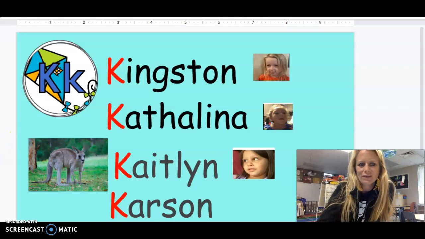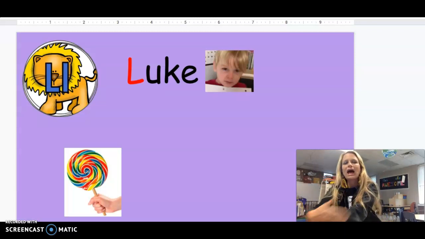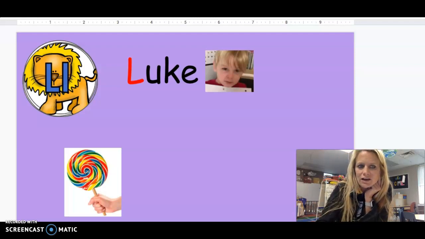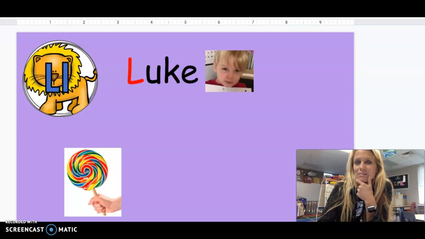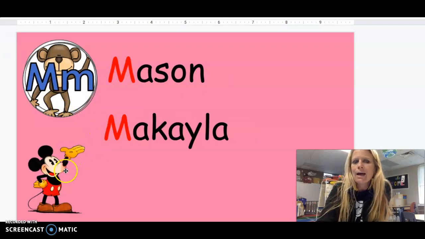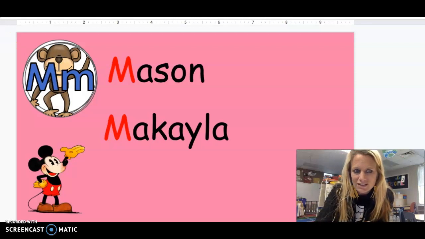Okay. Next is Luke. Lollipop and lion all have the same beginning sound. Luke, do you think you're going to be able to find something that begins with an L sound? Next is, we're going to go here. We have Mason, Michaela, and Mickey Mouse. Monkey. They all make the m sound. Madison, Michaela, Mickey Mouse, monkey. Good job. You guys are really good at this.